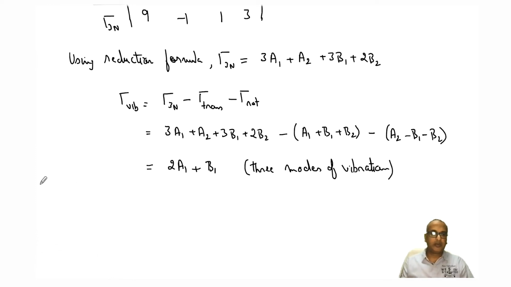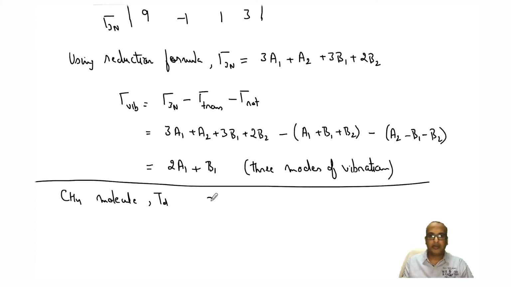Okay, now let's quickly take another example of a little bigger molecule. So let's say the CH4 molecule. Point group is Td, right?